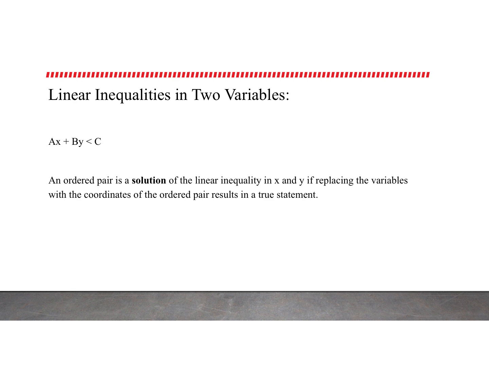They're going to be set up in this standard form of ax plus by less than c. And just of note, we put less than in there, but that could be less than, greater than, less than or equal, or greater than or equal. All of them would be covered. And an ordered pair is a solution of the linear inequality in x and y if, when we replace the variables x and y with the coordinates of an ordered pair, it results in a true statement.